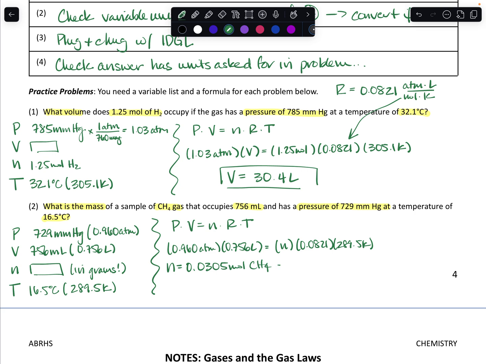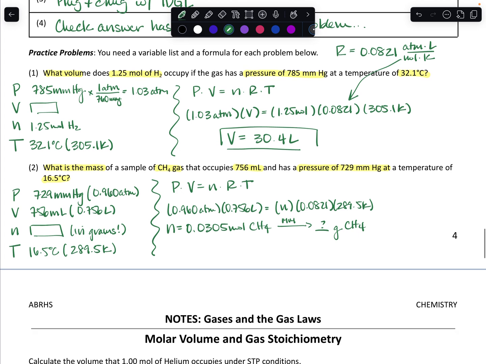So I need to convert this into grams of CH4. This is a mole conversion, and I need molar mass. I'm going to set this up just like I do any mole conversion. Here's what I've been given. For my conversion factor, I'm going to put the mole of CH4 on the bottom and the grams of CH4 up top, and 1 mole of methane, if I go look at my periodic table and add everything up, is going to be 16.05 grams. My moles are going to cancel, and I'll be left with grams, and I find that I have 0.49 grams of methane under these conditions.